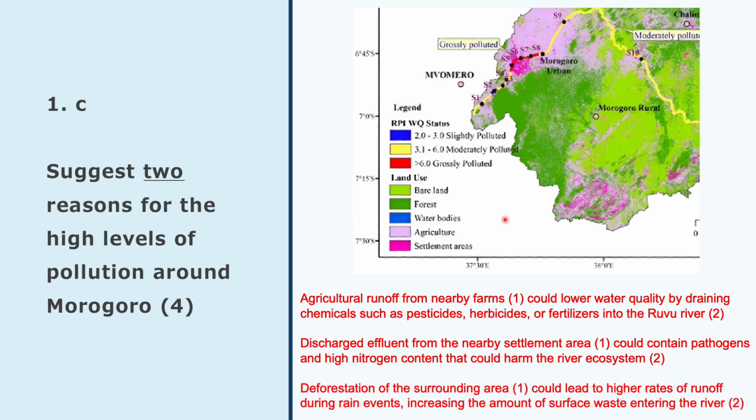Another one that I think could be worth 2, but is maybe a little bit different from these 2 again, because it doesn't actually give us a specific pollutant. This one says pathogens, this one says fertilizers, herbicides. It doesn't give us a specific pollutant, but I think it still answers the question: deforestation of the surrounding area could lead to higher rates of runoff during rain events, increasing the amount of surface waste entering the river. So this one is more based on processes that could increase pollutants generally, but it's sufficiently well developed that I think it would be worth 2 marks.